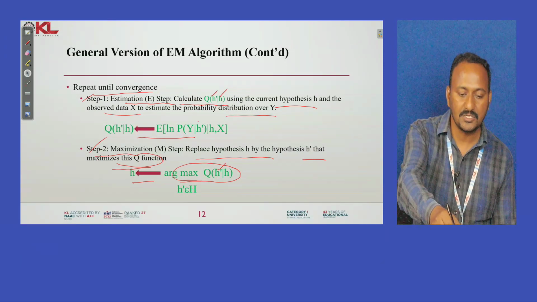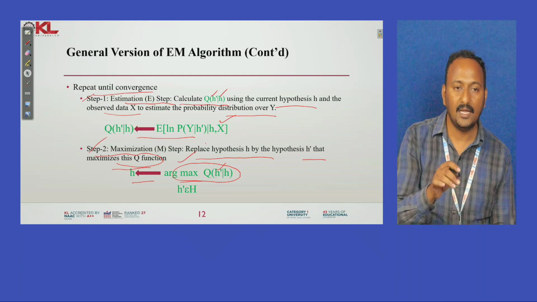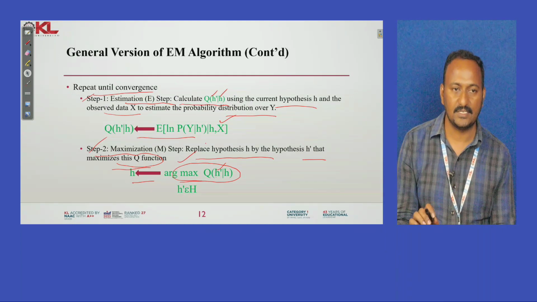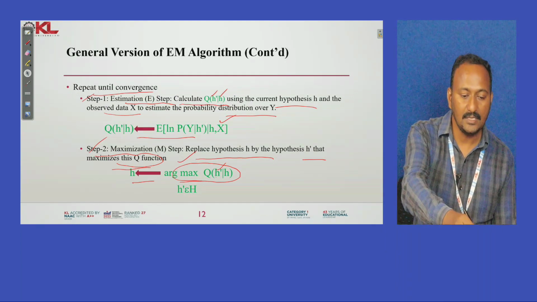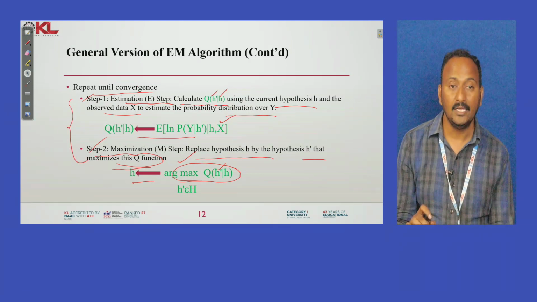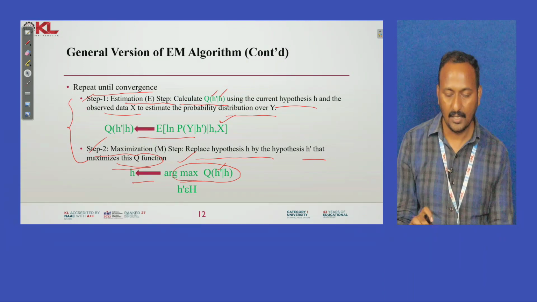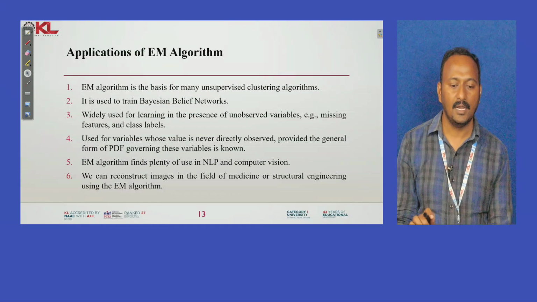So in the estimation step we are estimating something, and in the maximization step we update the estimated hypothesis. These two steps are repeated until convergence occurs. If convergence has not occurred, again we need to repeat these two steps. So this is the general version of our EM algorithm.